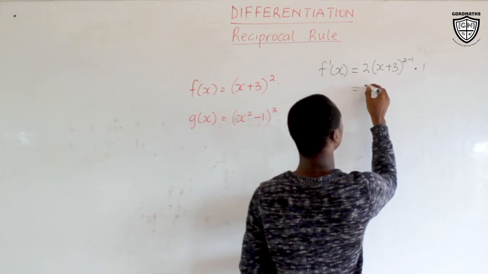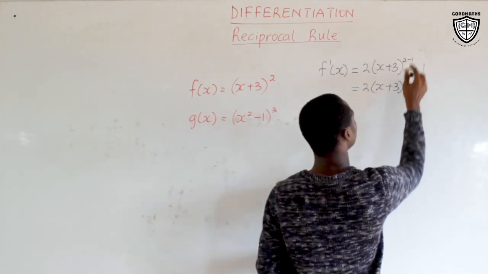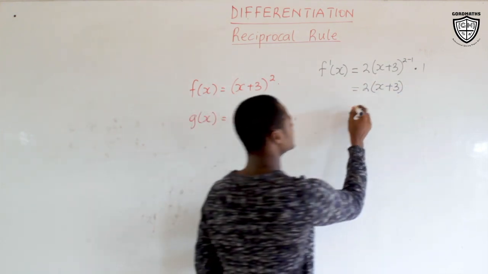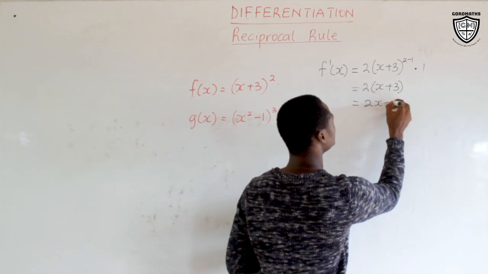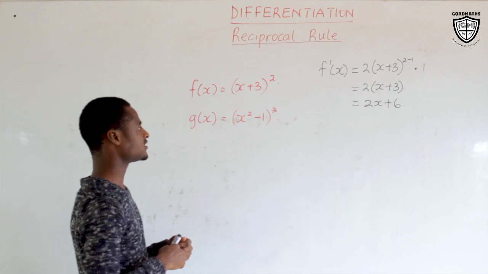So we will have 2x plus 3 all raised to the power 1, which will not be written. And we can expand this to get 2x plus 6. That is the derivative of this function.